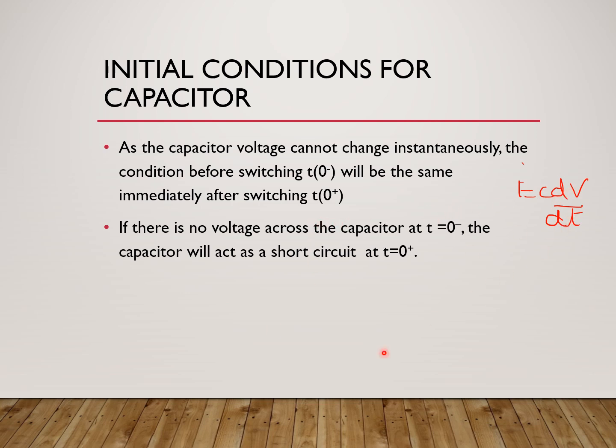So whatever voltage was across the capacitance before would be the same voltage after also. Earlier, we had a resistance and inductance. Here we have a resistance and capacitance, and at time t equals 0, suppose a switch is closed.